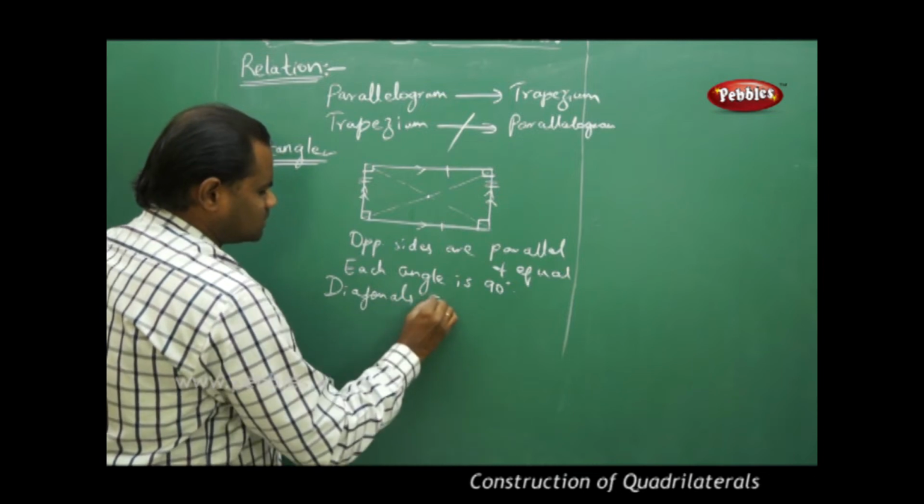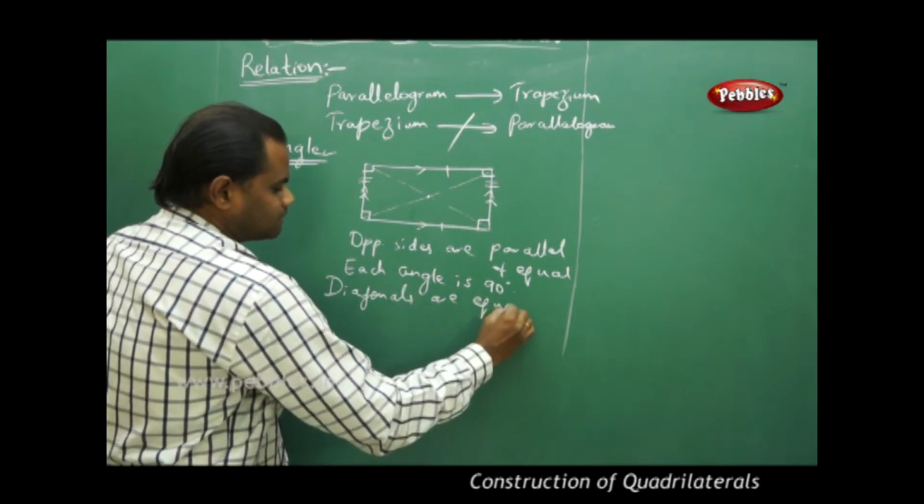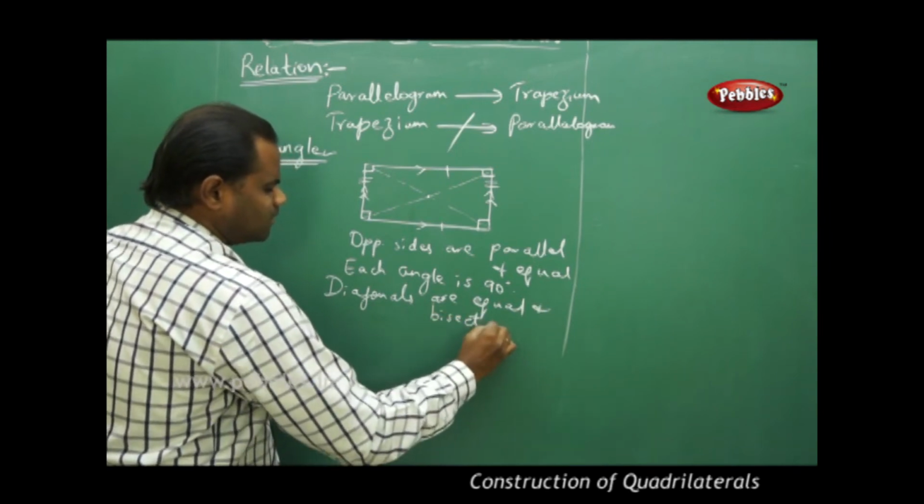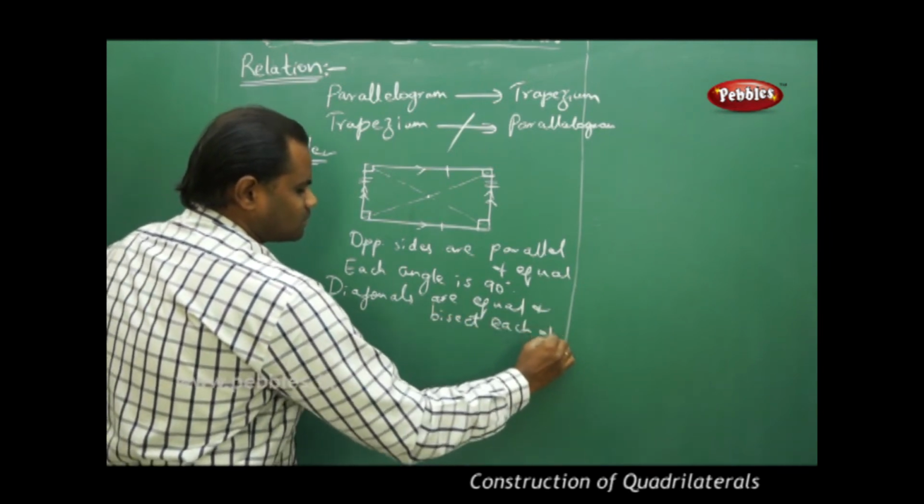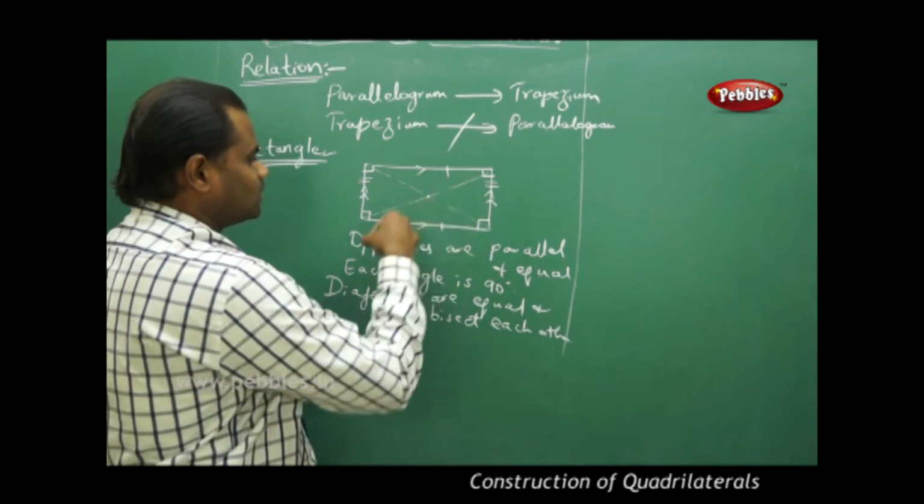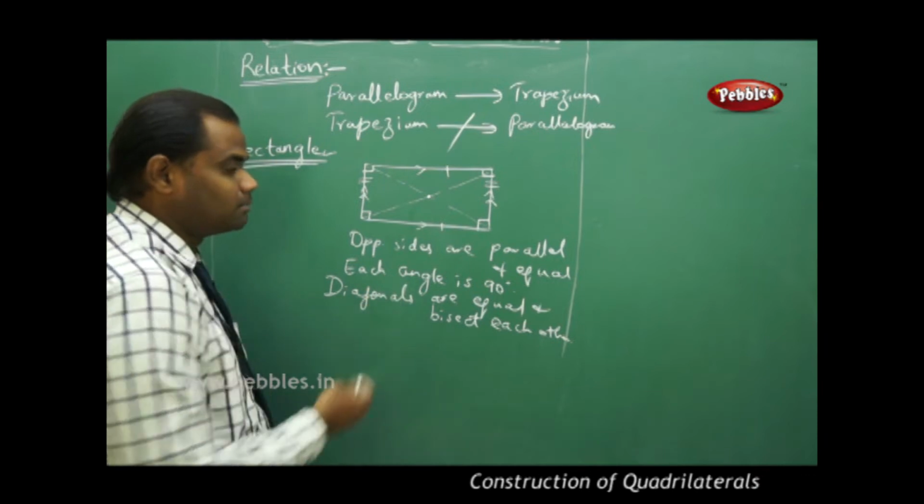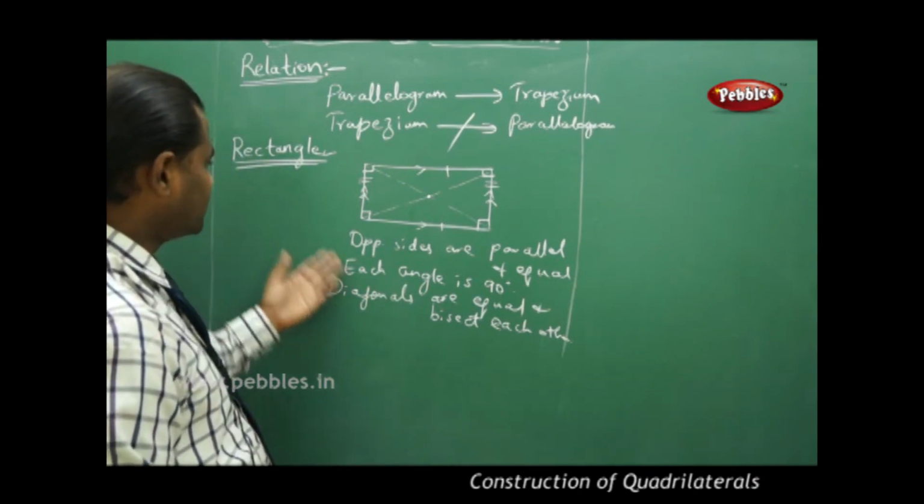So diagonals are equal and bisect each other. They are equal and they bisect exactly at the midpoint. They bisect each other. They cut at the midpoint. So this is how I identify a rectangle.